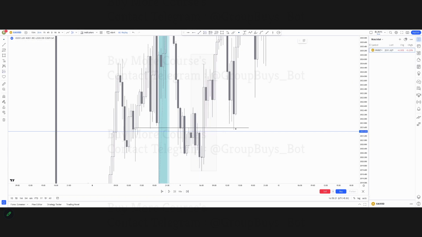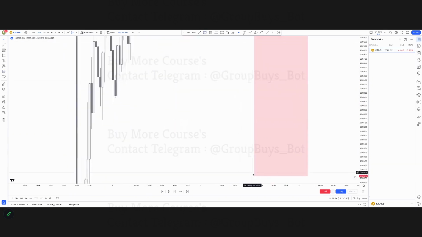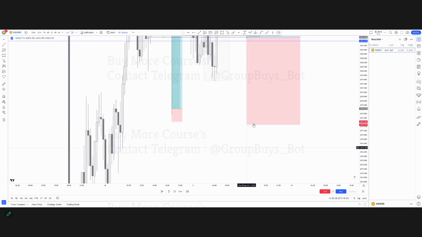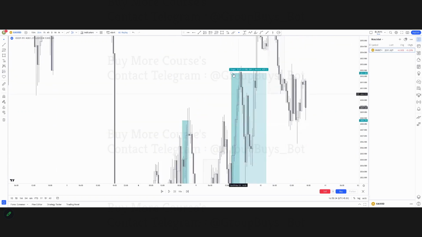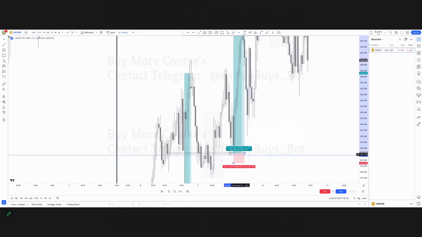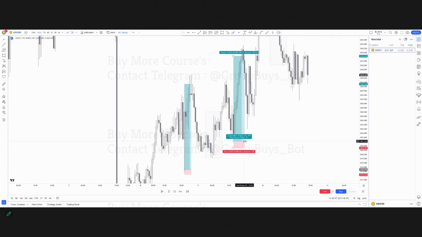So now I will enter the first, put my stop loss at the imbalance here, and hold the trade to here. And I will leave a runner once I take my profits. Yeah. The second entry goes from here.